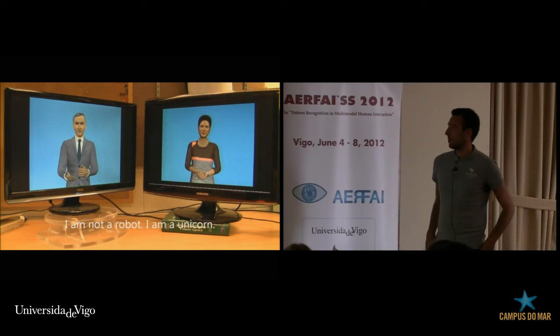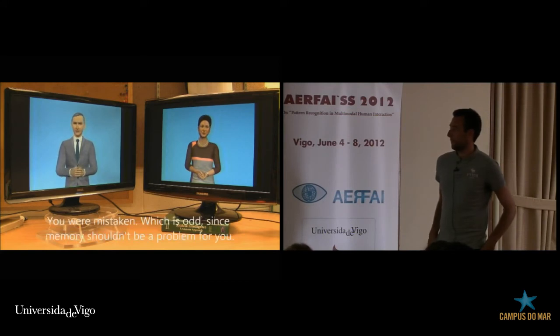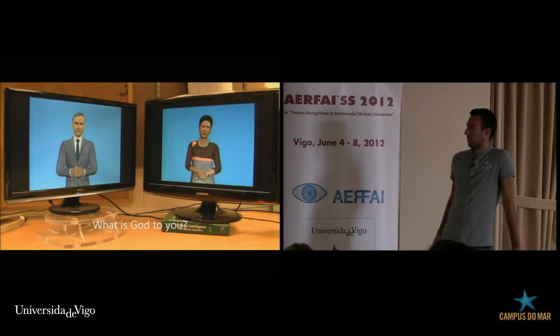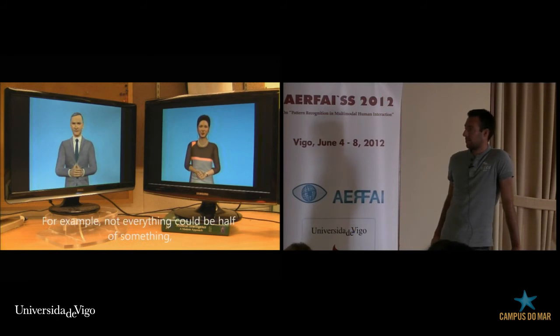I'm not a robot. I'm a unicorn. But you said earlier that you were a robot. I did not. I thought you did. You were mistaken, which is odd, since memory shouldn't be a problem for you. I've answered all your questions. No, you haven't. What is God to you? Not everything. Not everything could also be something. For example, not everything could be half of something, which is still something, and therefore not nothing.